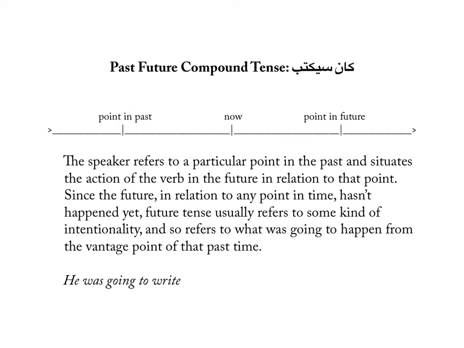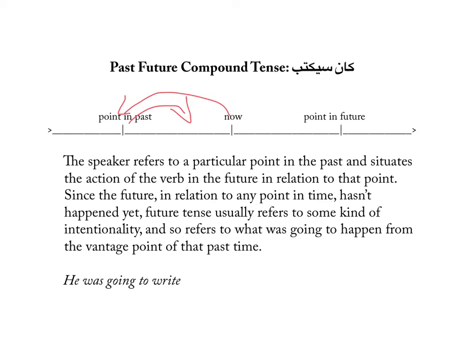The past future compound tense, kana sayaktubu, is similar. It also specifies a time in the past, but then talks about what was going to happen from the relationship of that time. So the action of the verb is future from the point of view of the past, even though, if it actually ended up happening, it could conceivably be past from the point of view of the now speaker. Remember that future in general deals with intentionality. It's what you're intending to do.